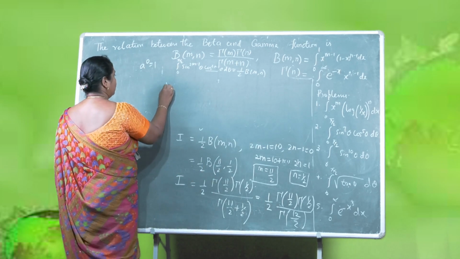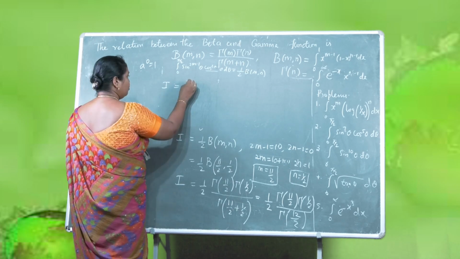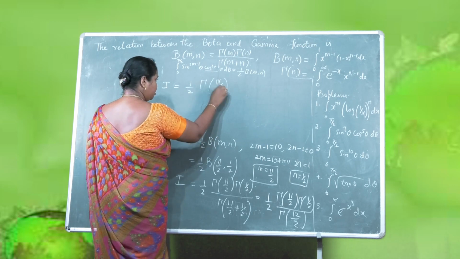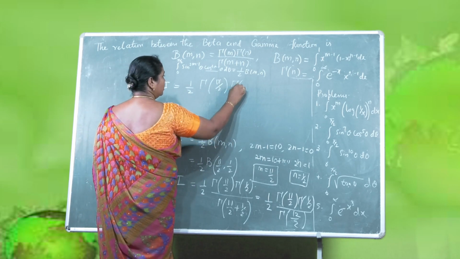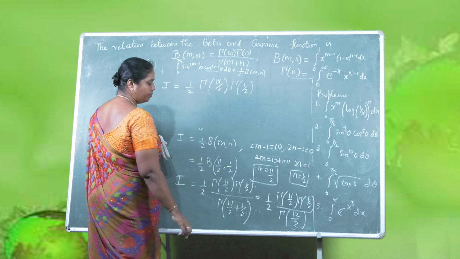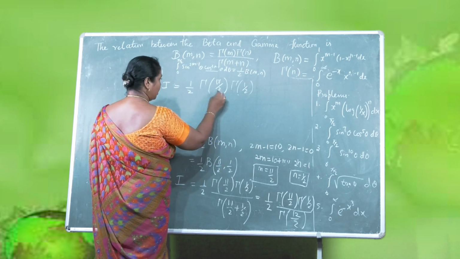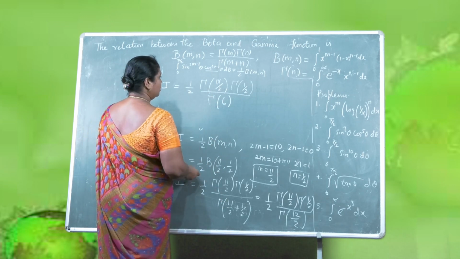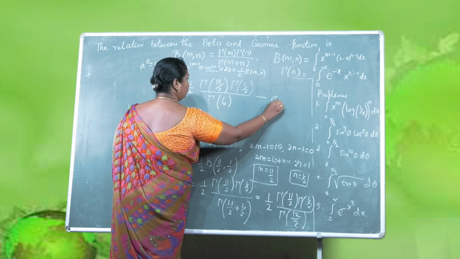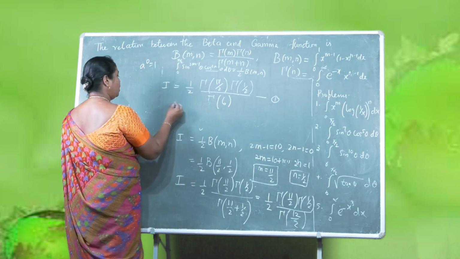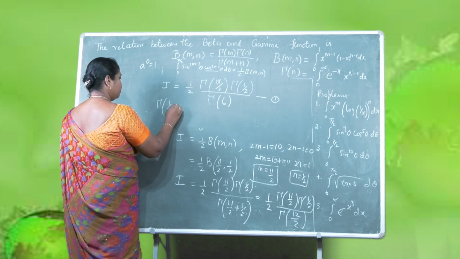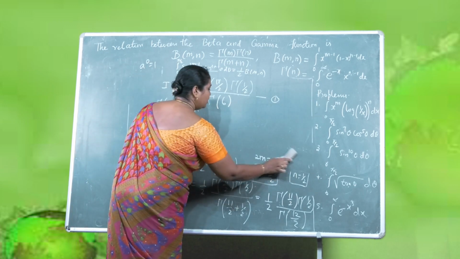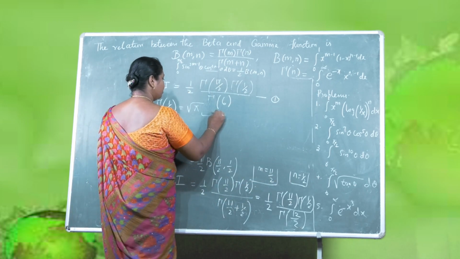So now I is nothing but 1 by 2 times gamma of 11 by 2. I know the value of gamma of 1 by 2 because in the last module we calculated this value. And now what is gamma of 12 by 2? That is gamma of 6. So let us take this as equation number 1: the value of gamma of 1 by 2 is root pi. And let us take gamma of 6 as equation number 2.